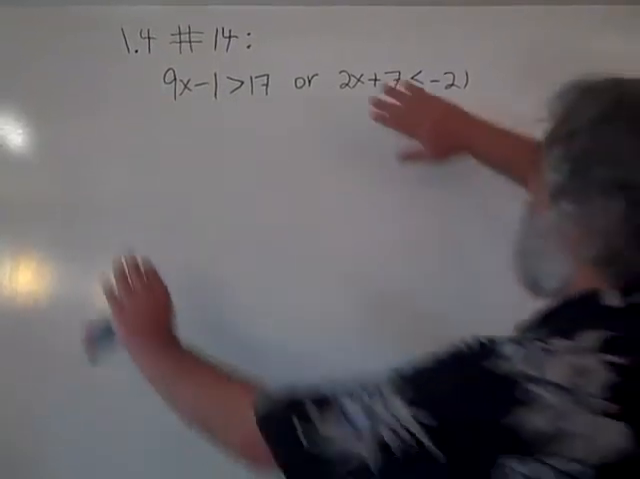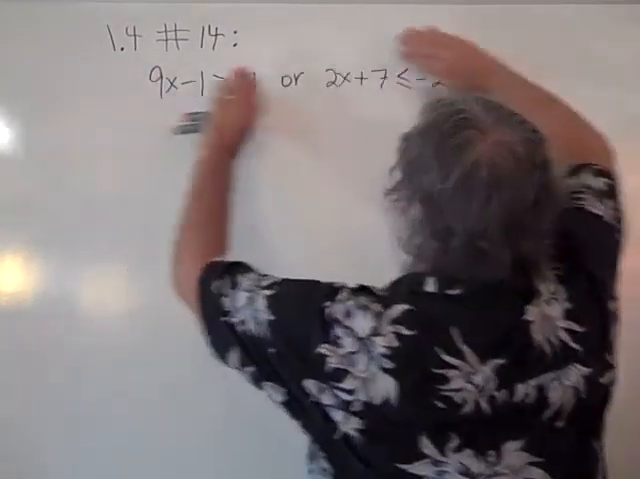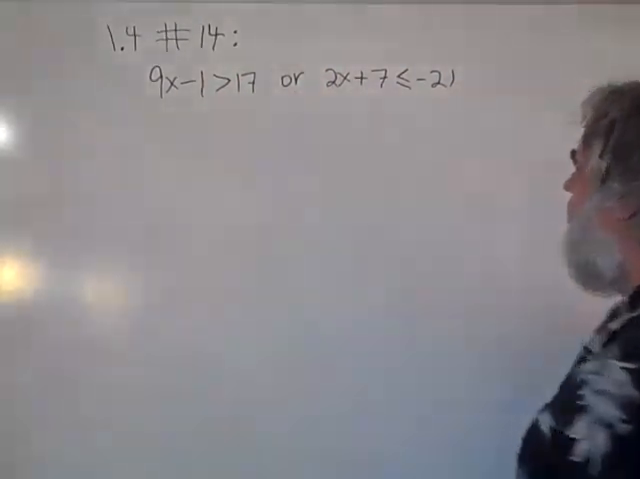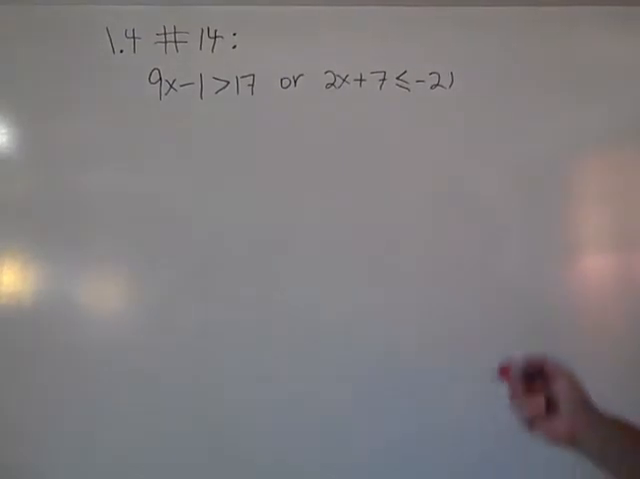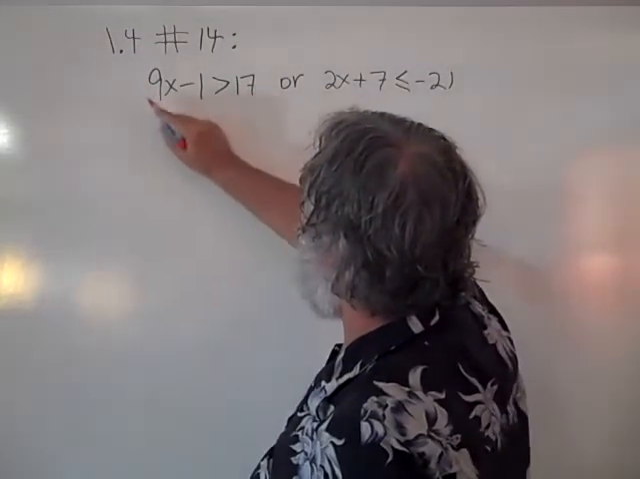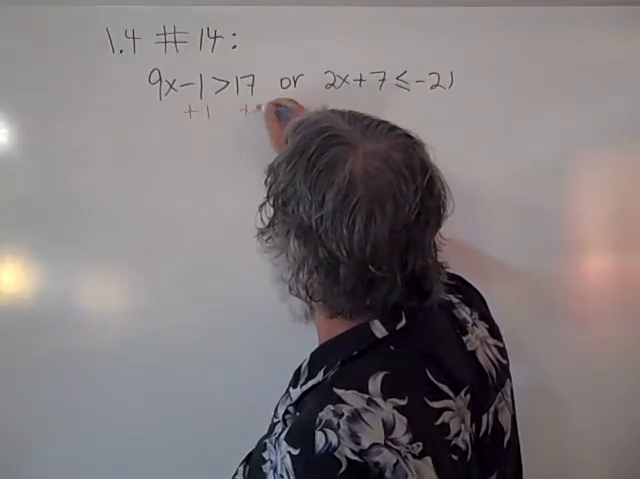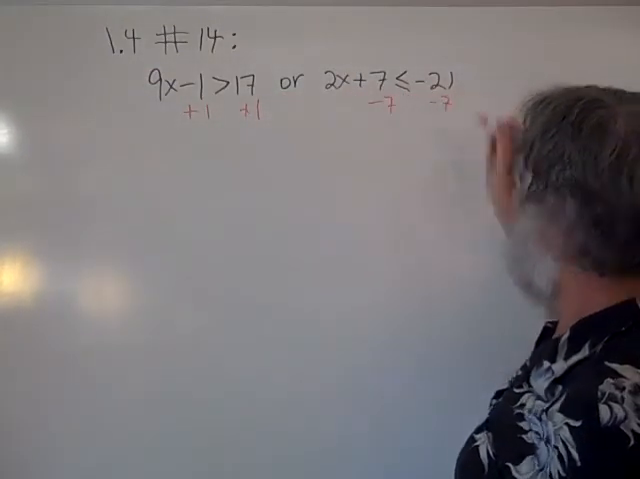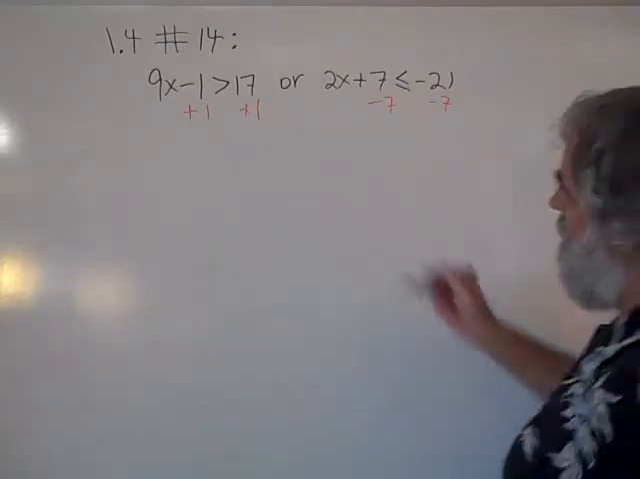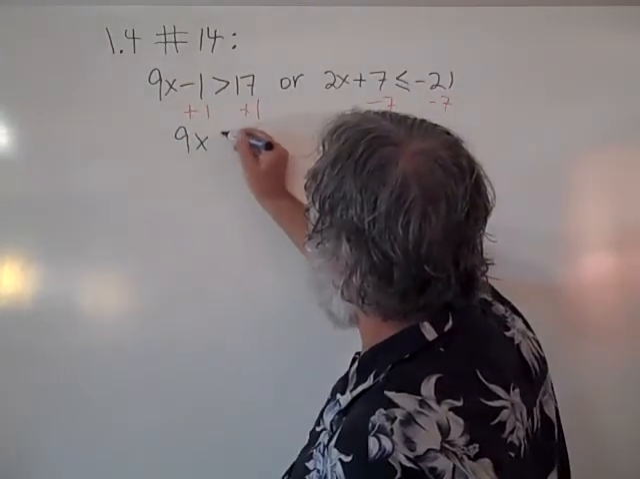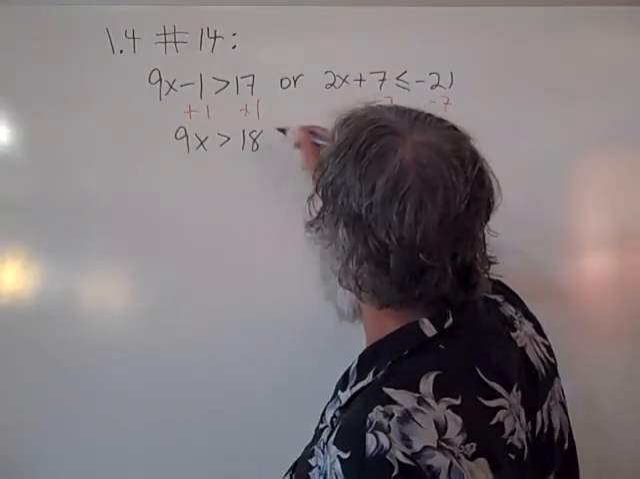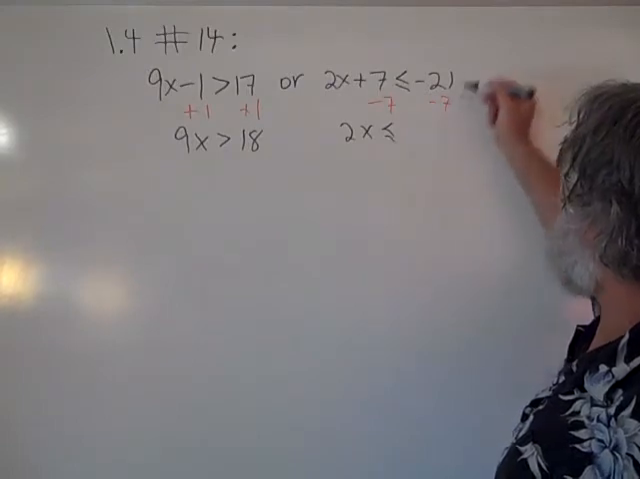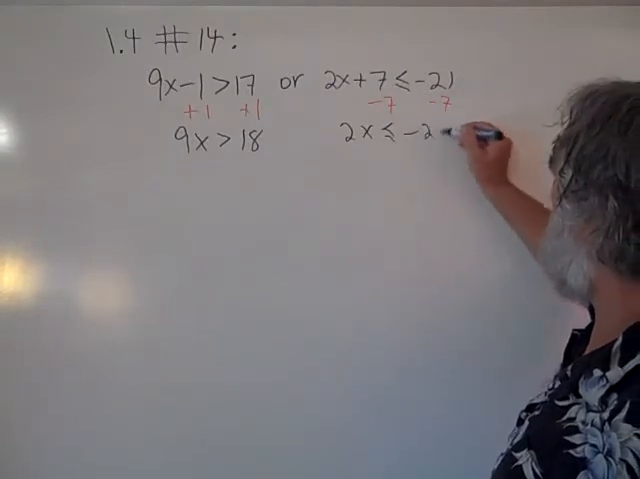Okay, as usual, we've got two linear inequalities, and then altogether this compound inequality. Start off by solving each of the linear inequalities. We want to get the x term by itself, so we start by adding 1 to both sides of this one. And to get the x term by itself, we take 7 away from both sides of the second one. This leaves 9x being bigger than 17 plus 1, which is 18. And this one results in 2x being less than or equal to negative 21, negative 7 is negative 28.